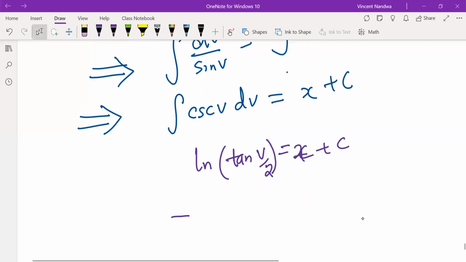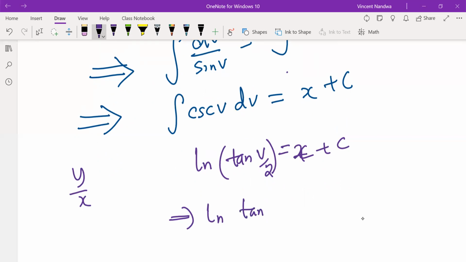So which means that v by definition is given by y over x. So we'll have ln of tan of y over 2x equals x plus c.